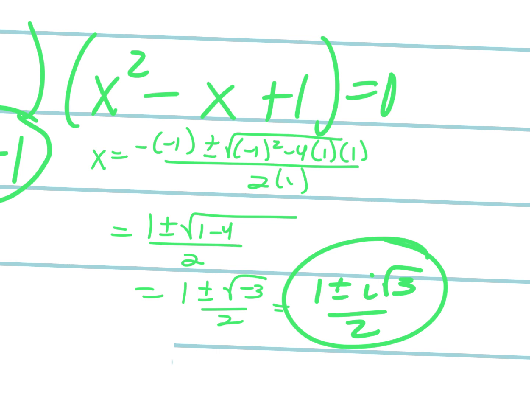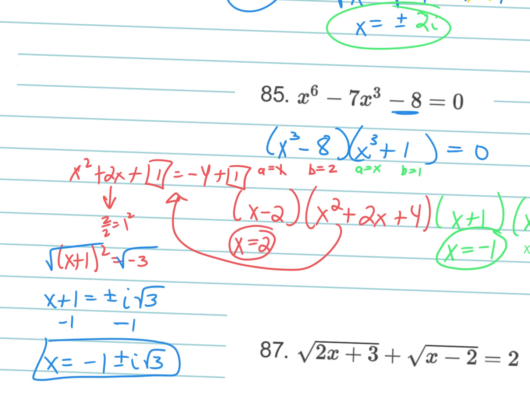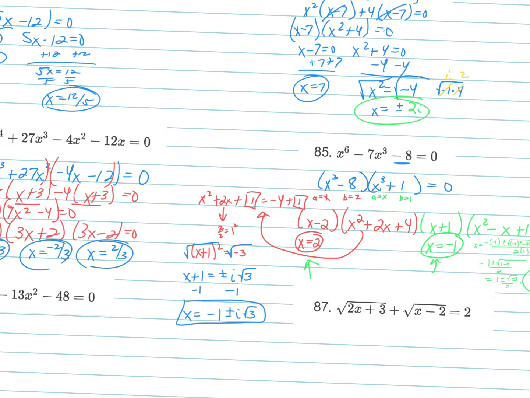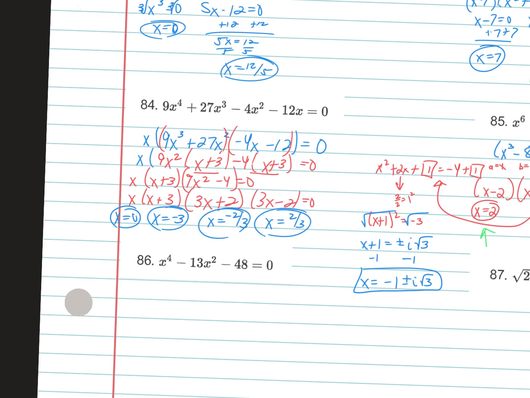So I have 2 here in green. I have 2 in blue. I have 1 real in red and 1 real in green. So that gives me my 6. That is a tough problem. There's a lot going on in that problem.